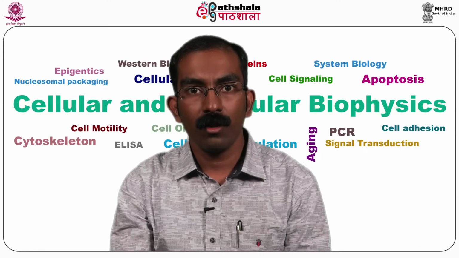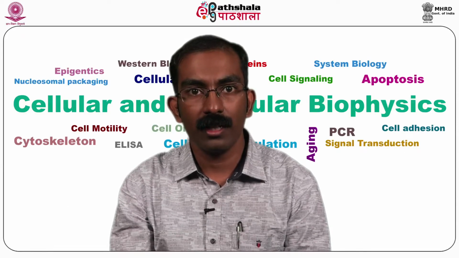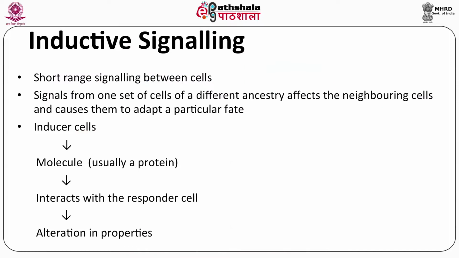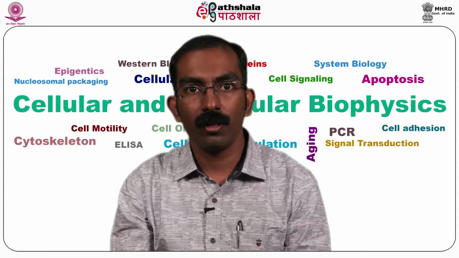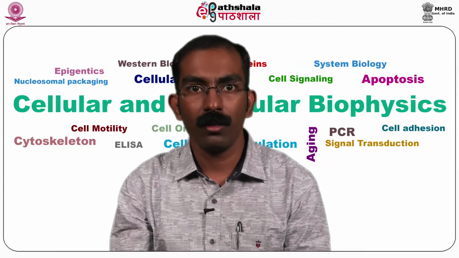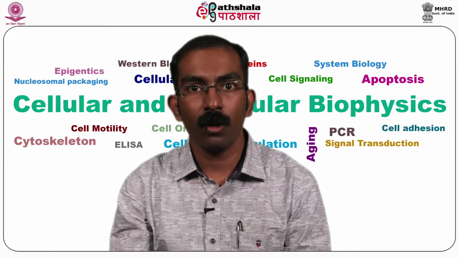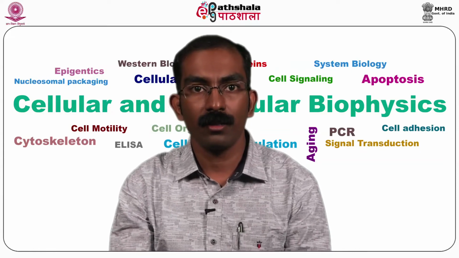The second mechanism of cell fate determination is inductive signaling. Inductive signaling refers to the short-range signaling between cells, where signaling from one set of cells of a different ancestry affects the neighboring cells and causes them to adapt a particular fate. Here, the inducer cells produce a molecule, which is usually a protein, that interacts with the responder cells and leads to alteration in properties, for example mitotic rate, cell shape, etc.